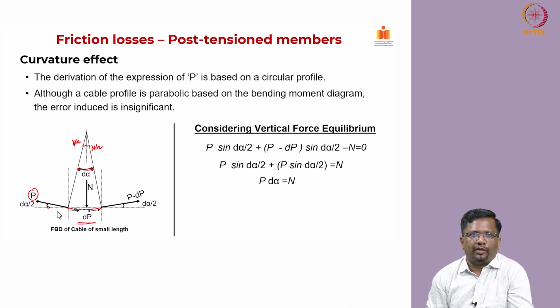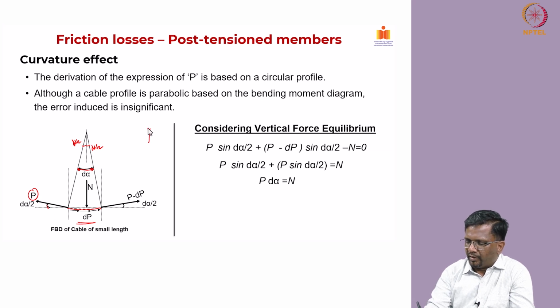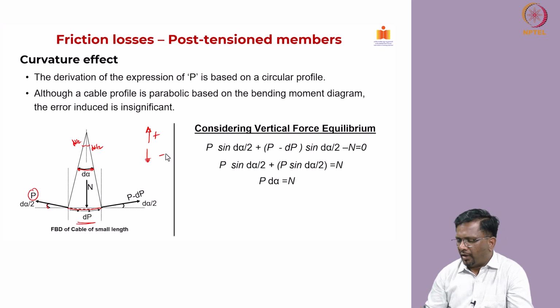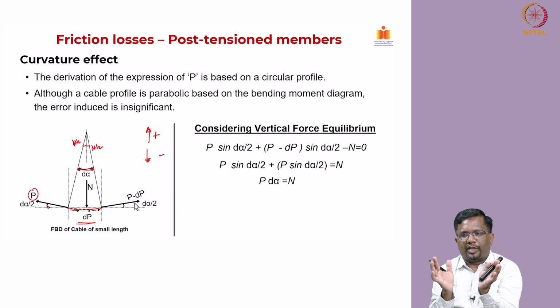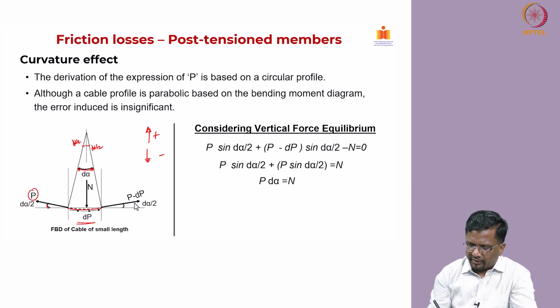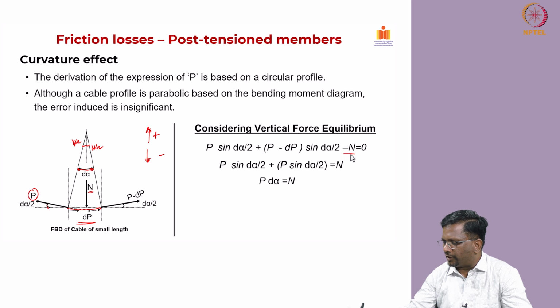P into sin dα/2, which is moving up. So, if I take moving up as positive, this as downward, then you can see that P into sin dα/2, and on the right side you have (P minus dP) into sin dα/2, and the normal component of the force is, because you see the cable is actually pushing it up, that is the reason this N is acting downward, right. So, then N has to be minus.